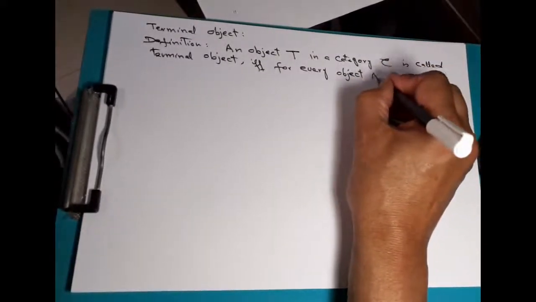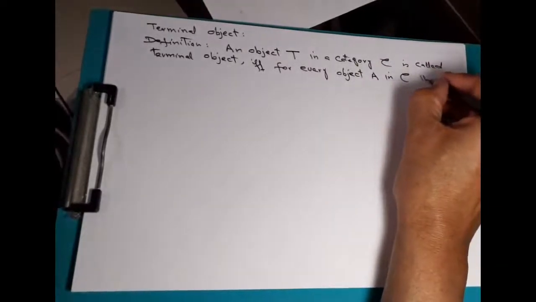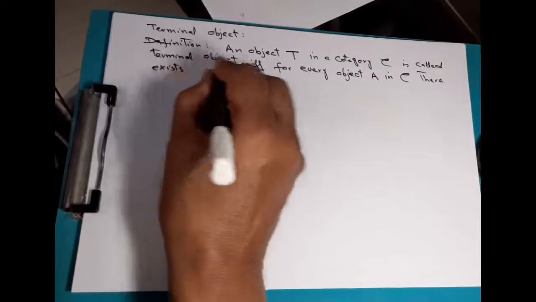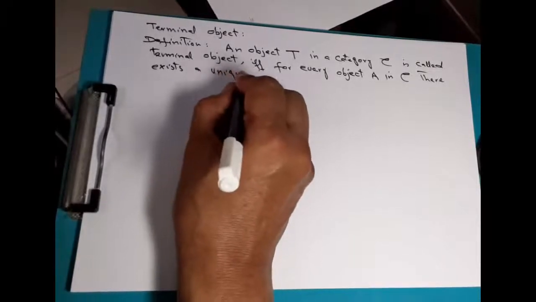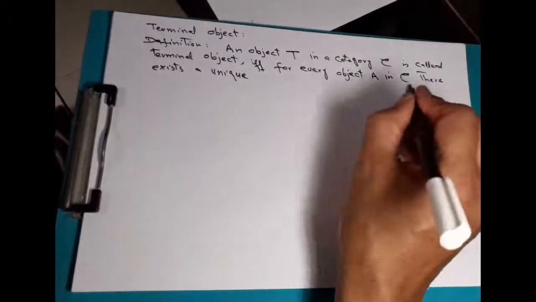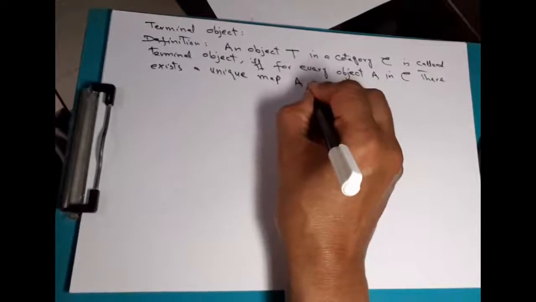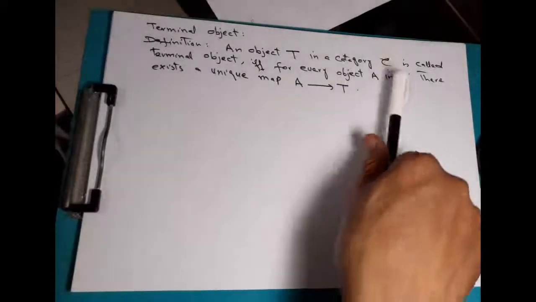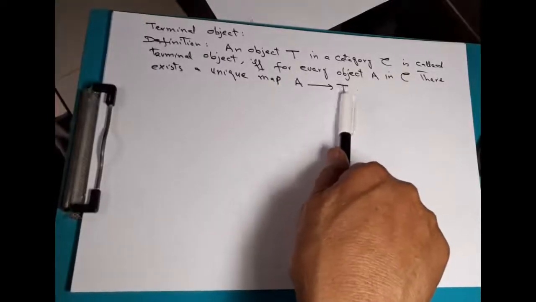for every object A in C, there exists a unique map, or unique arrow or unique morphism, from A to T. So what we are saying is that for every object of the category C, there is a map from A to this particular object T, which we have defined as terminal object.